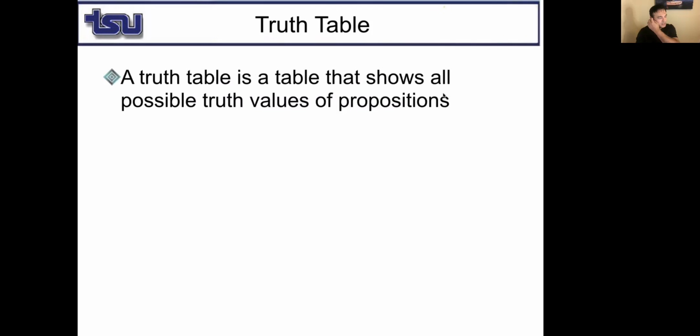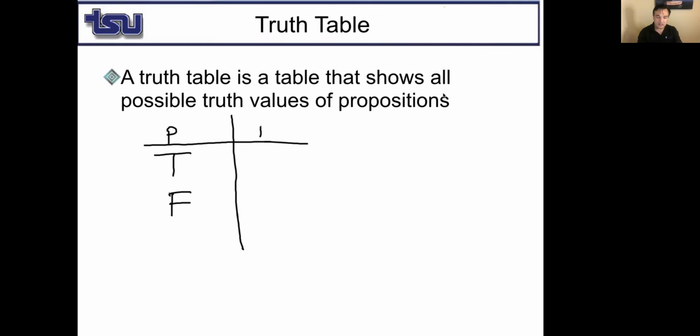So we're going to introduce truth tables. Truth tables are going to be heavily used in this class and in some of the other classes you will take in the computer science curriculum. A truth table is a table that shows all possible truth values of propositions. So what does that mean? For example, if we are discussing P and P naught, this is P, our original proposition. P can be either true or false. There are no other possibilities for P. It's either true or false.